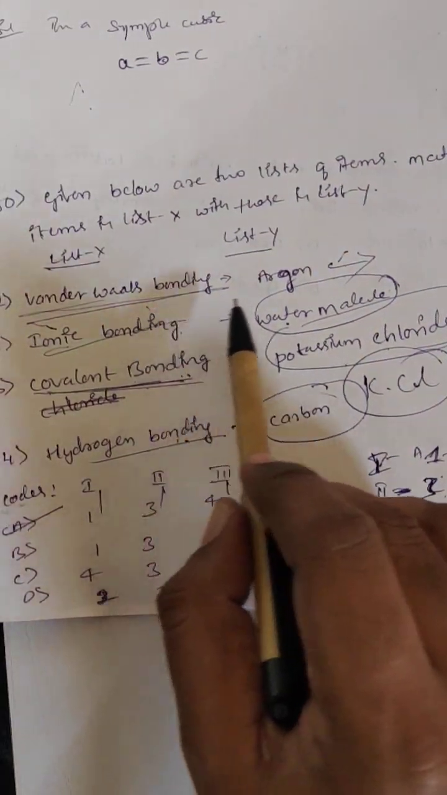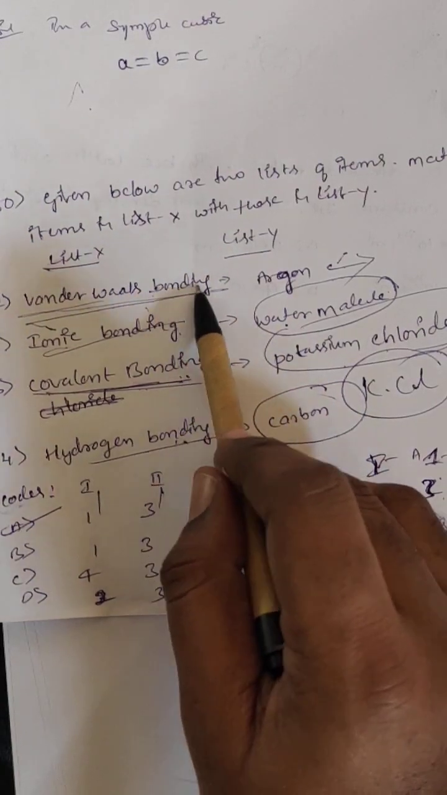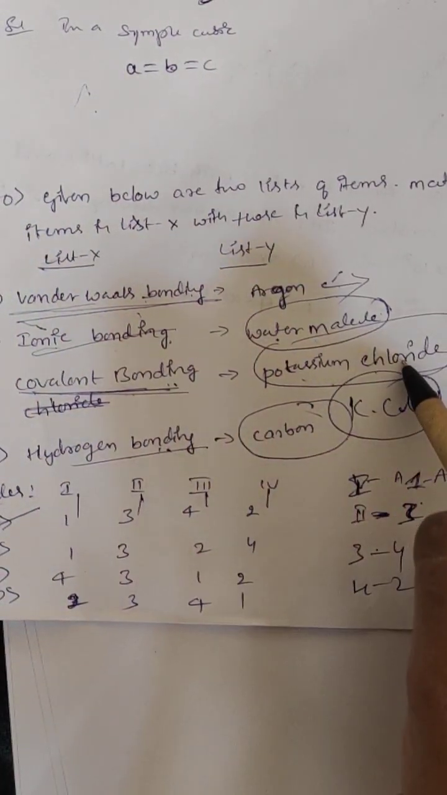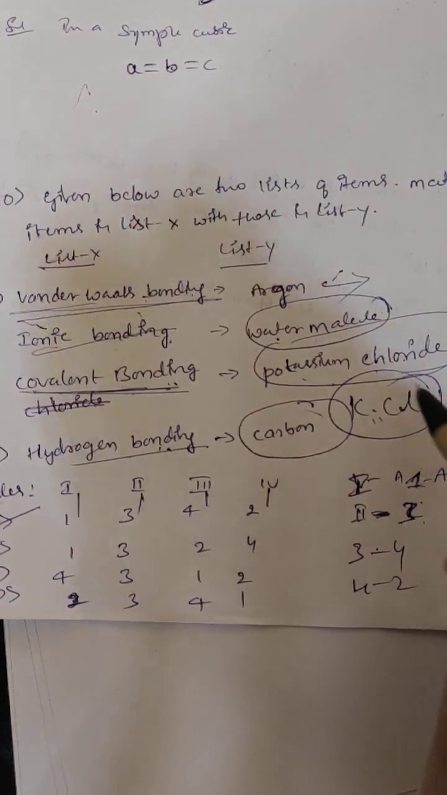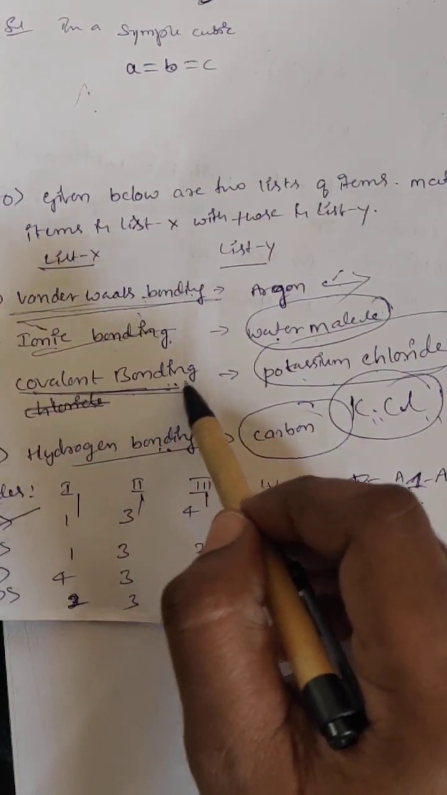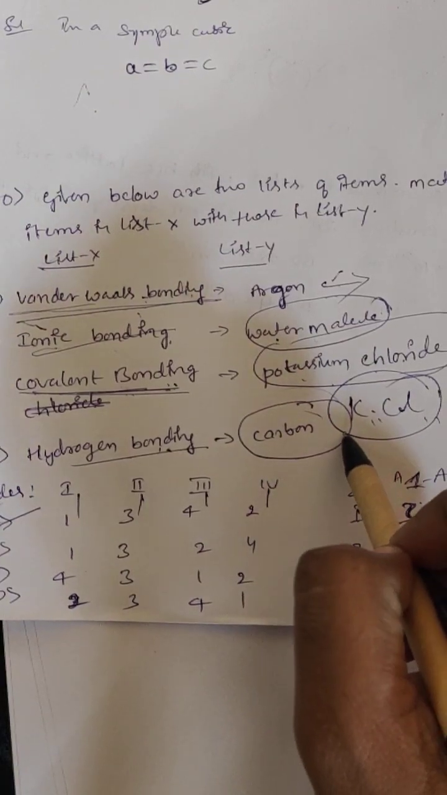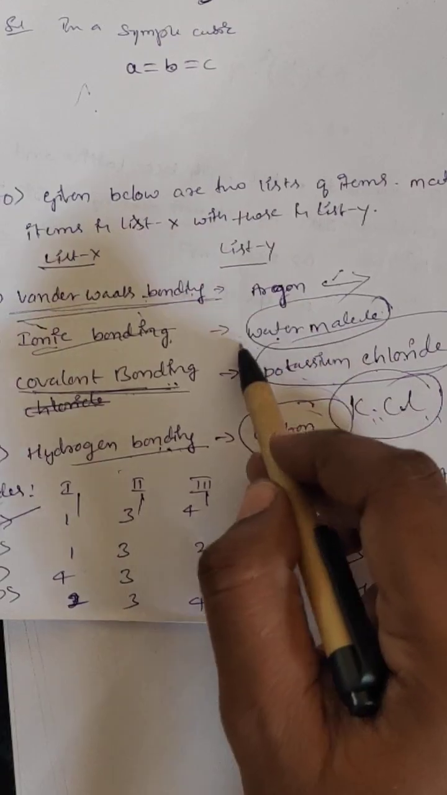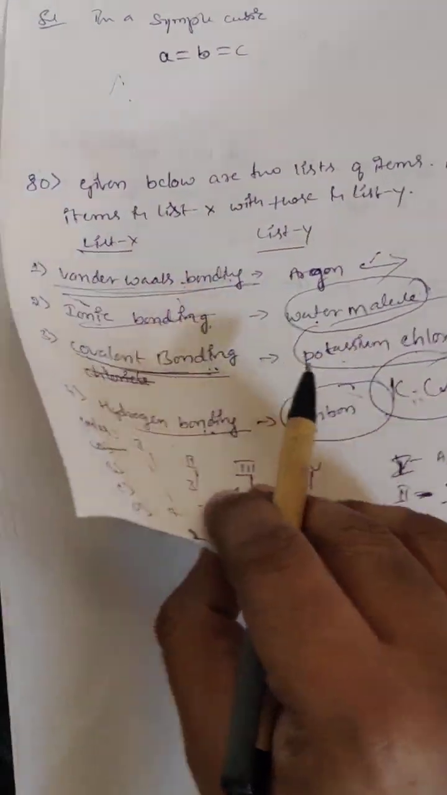Van der Waals bond is an example for argon. Ionic bonding is observed in potassium chloride, like KCl or NaCl, and covalent bond we can observe in the carbon atom. Next, hydrogen bonding we can observe in the water molecule.